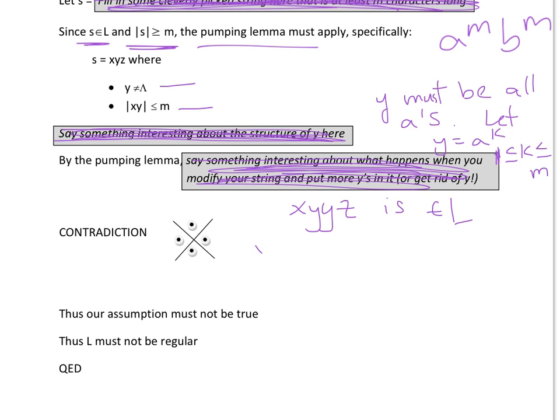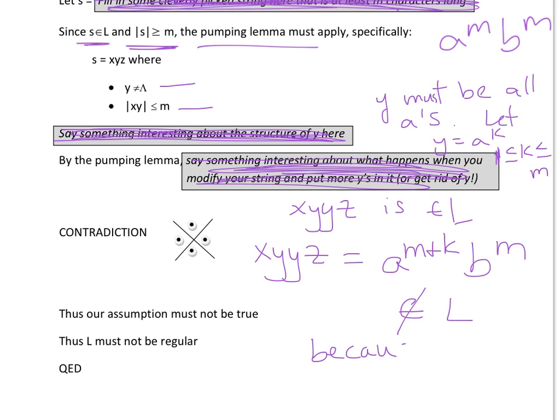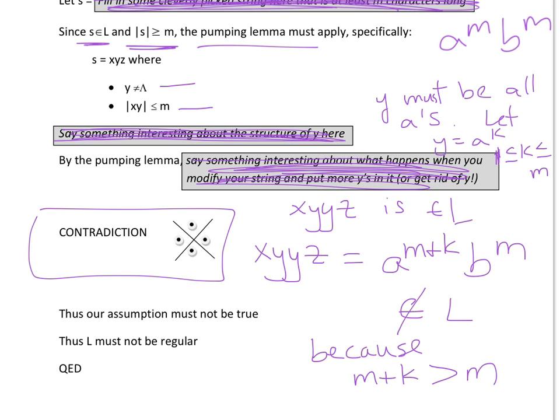What is x, y, y, z? Well, x, y, y, z equals, and how many a's are there now? There's the m you already have plus the extra k you stuffed in. So a to the m plus k, b to the m, right? Which is not in my language because m plus k is greater than m, right? So that gives me a contradiction.